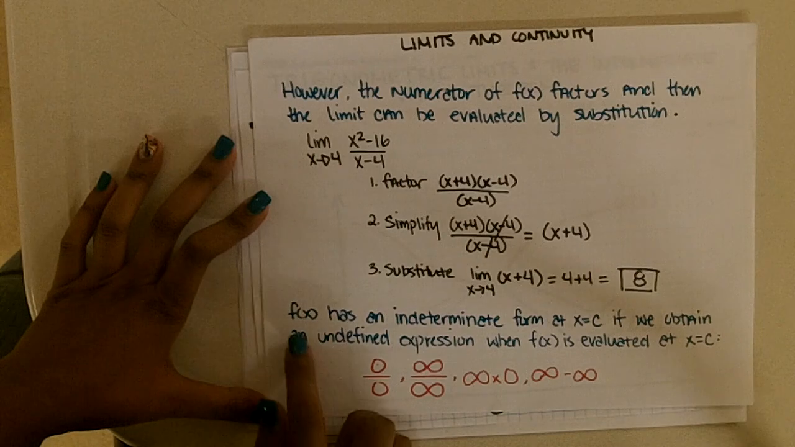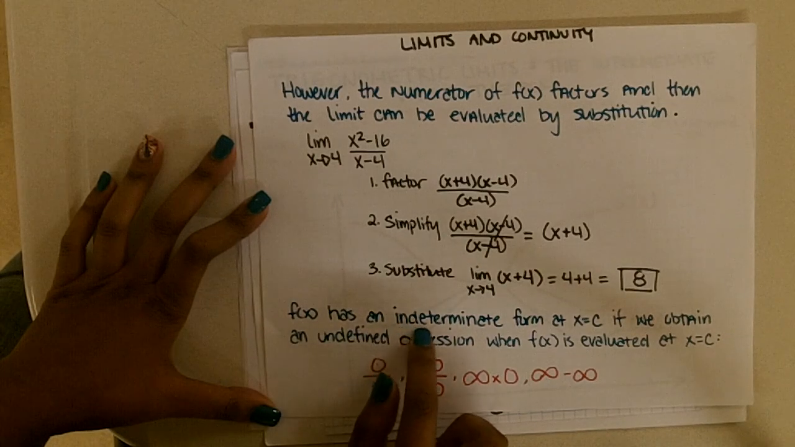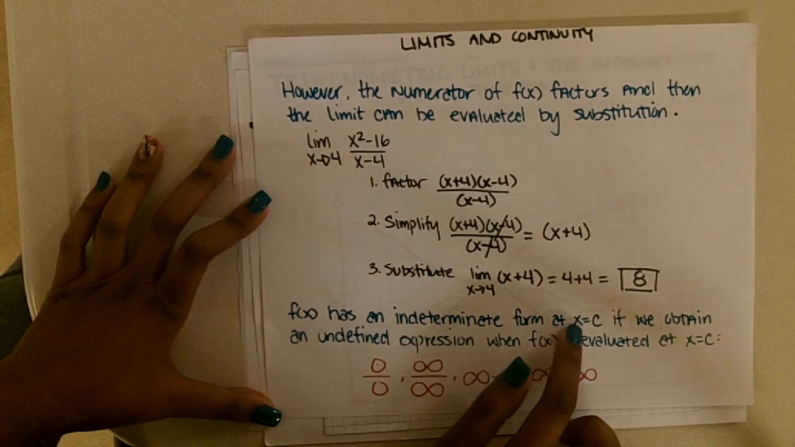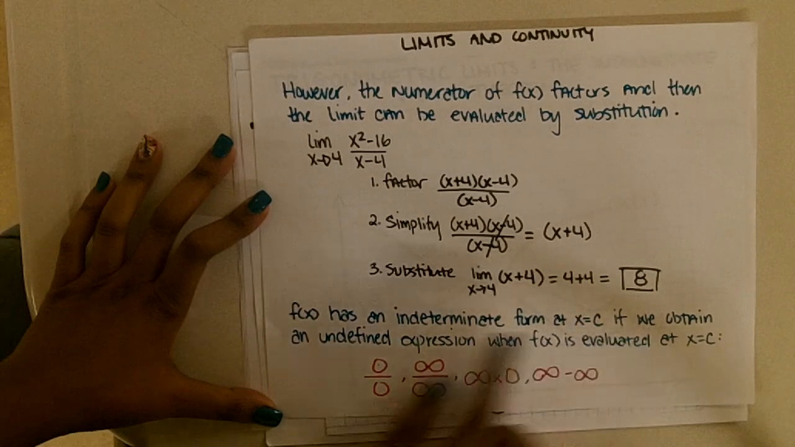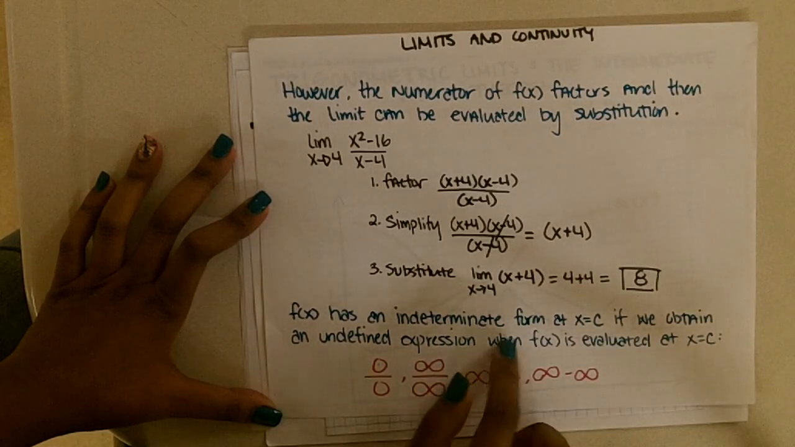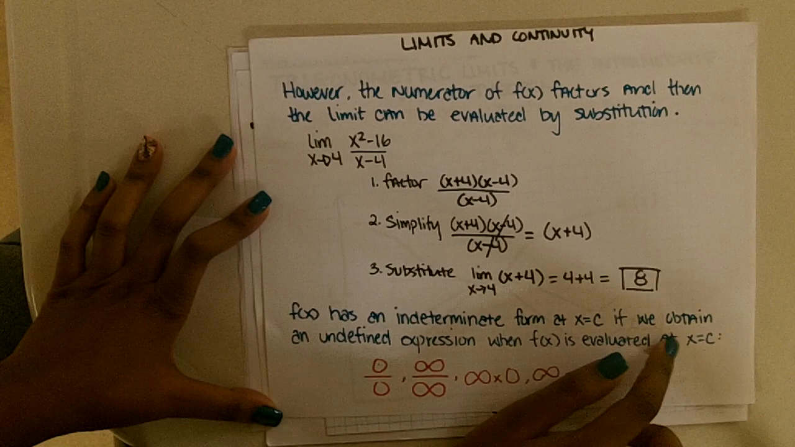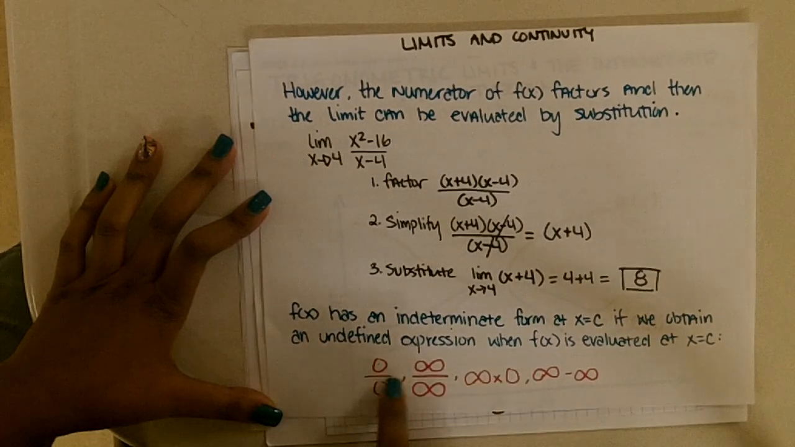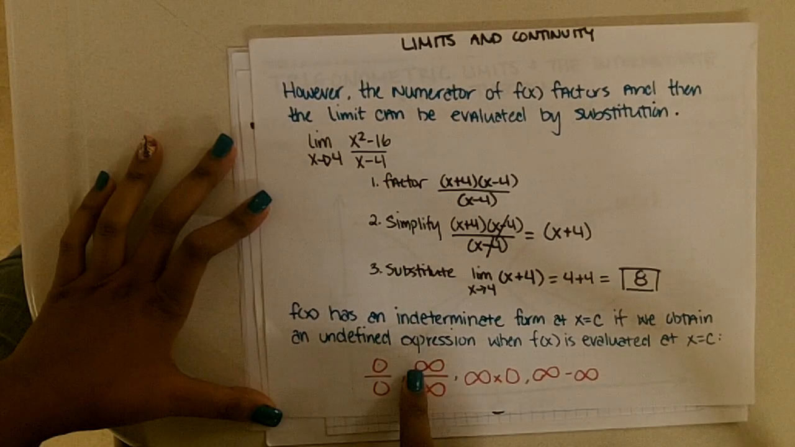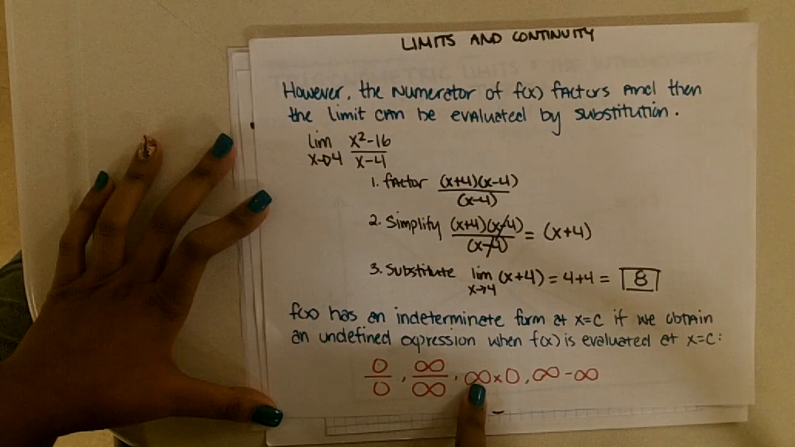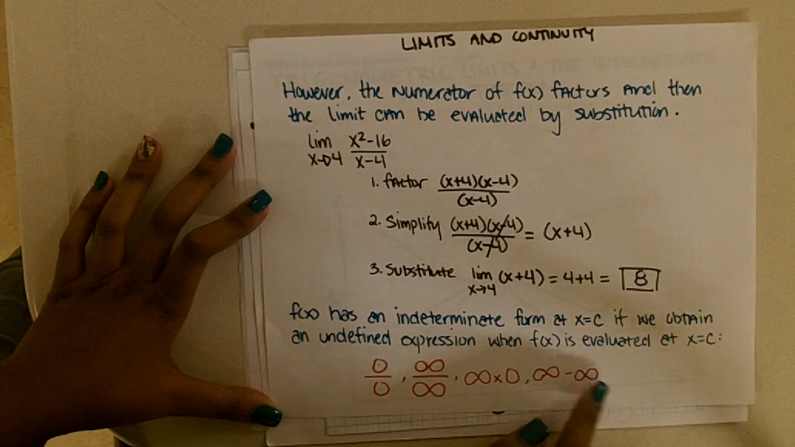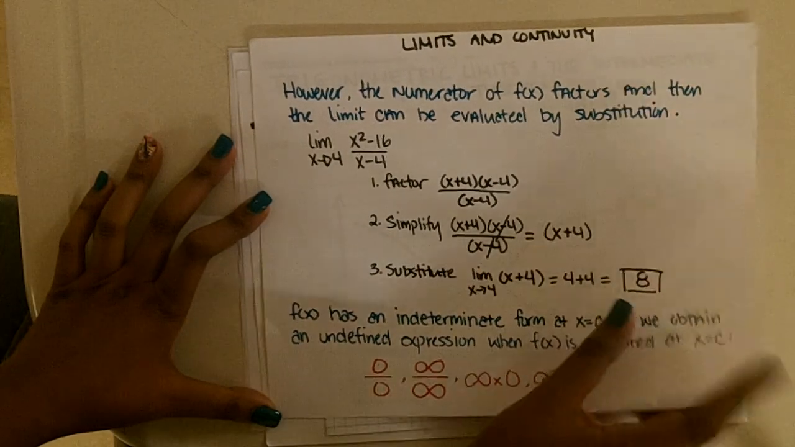Finally, f of x has an indeterminate form at x equals c if we obtain an undefined expression when f of x is evaluated at x equals c. For example, 0 over 0, infinity over infinity, infinity times 0, or infinity minus infinity.